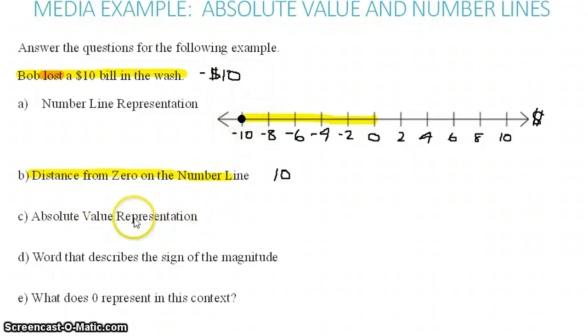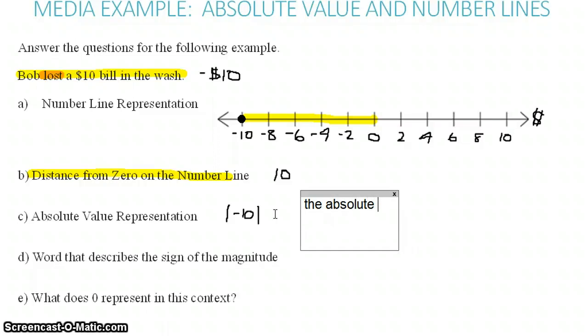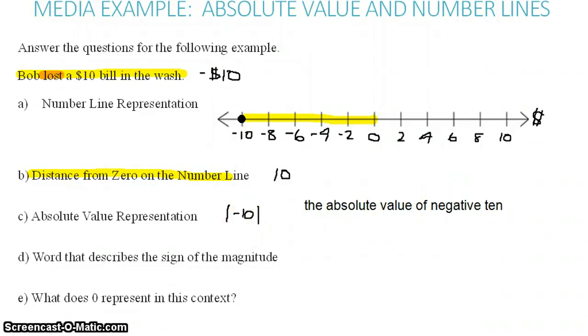Next, we're asked to write the absolute value representation. Well, the absolute value is the distance of a number from 0. That's how it's defined. And to write the absolute value representation, we draw 2 vertical bars around our number of interest. This reads the absolute value of negative 10. So that's how you would read this expression.